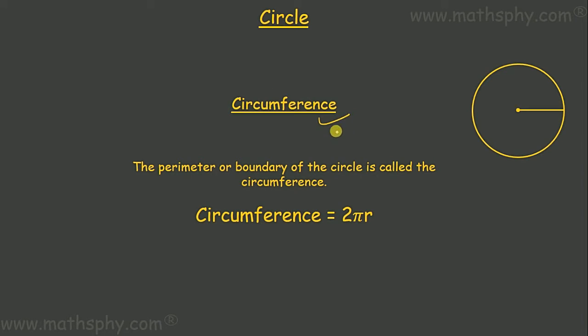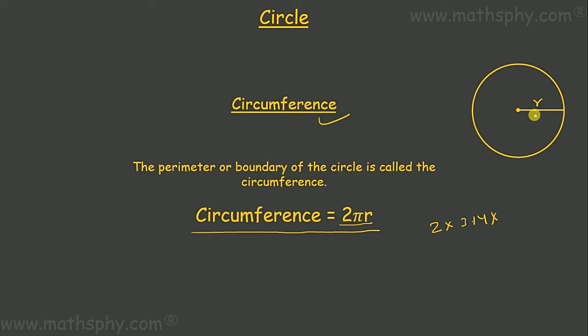Circumference. As I have said, the boundary of a circle. The perimeter or boundary of the circle is called the circumference. This is called the circumference of the circle. And the length of the circumference is measured by this formula, 2 pi r. Pi we already know. Pi is 3.14, and r is whatever is the length of the radius of a circle.